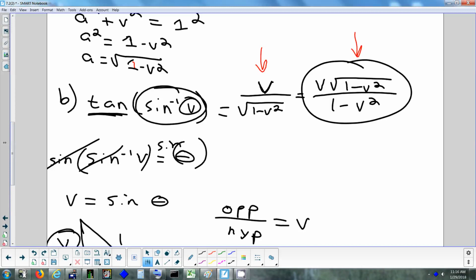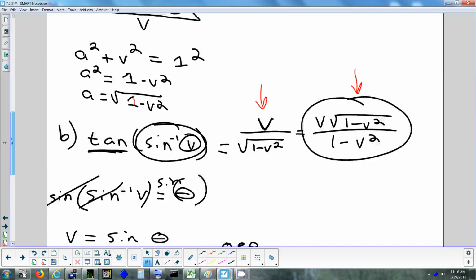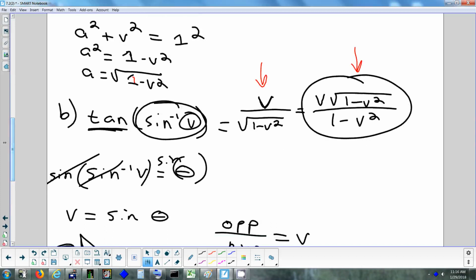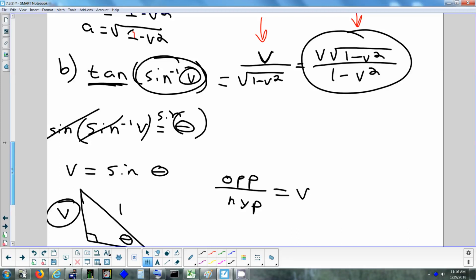Okay. Any questions on that one? So you can pretty much do this kind of problem with anything where you have a regular trig function on the outside, sine, cosine, tangent, secant, cosecant, cotangent, and then an inverse on the inside. Okay, so this is regular on the outside, inverse on the inside.